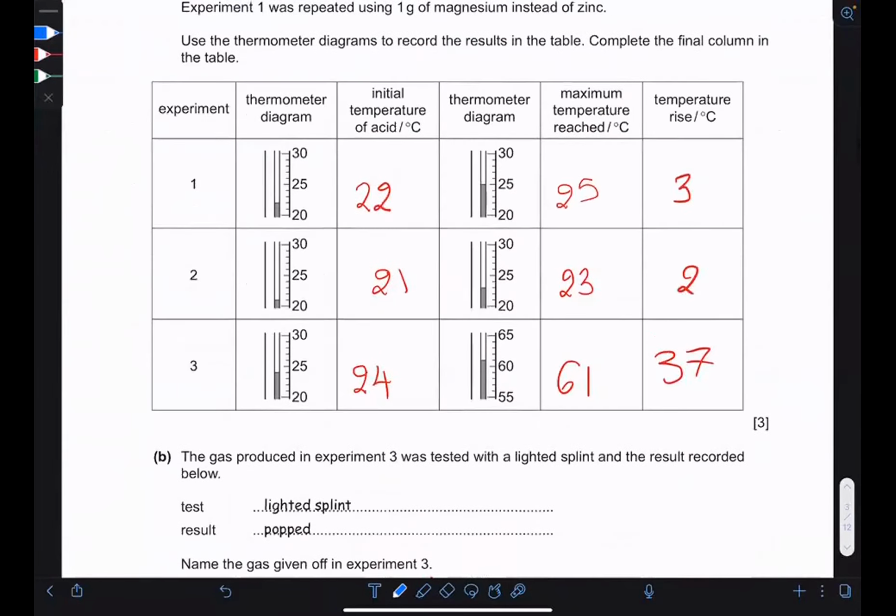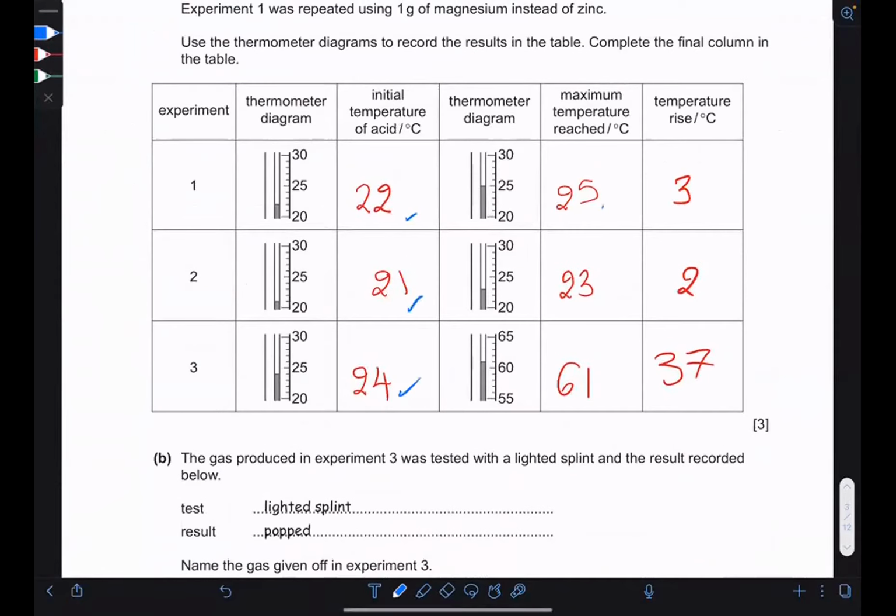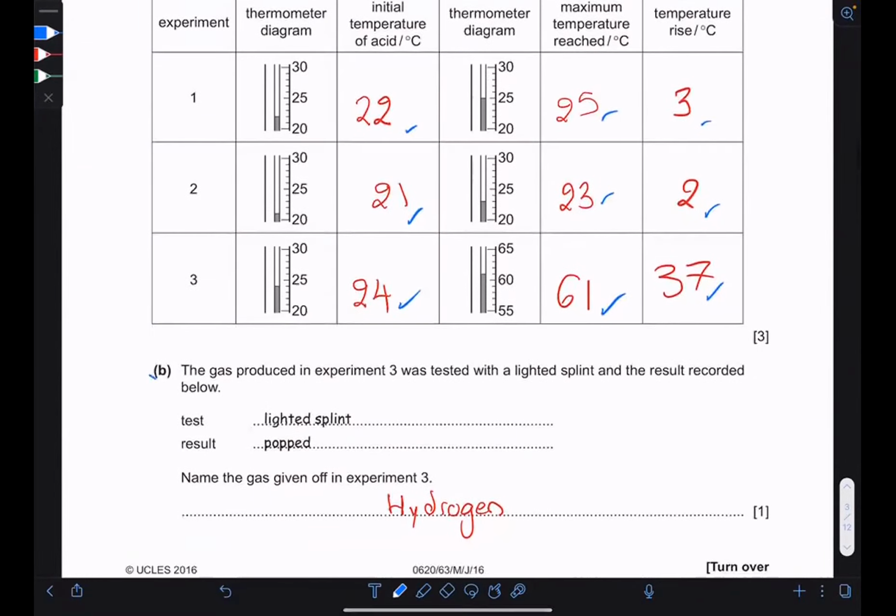These are the readings: 22, 21, 24, 25, 23, 61. The temperature rises 3 to 37. Then in B, he's asking for this gas, which gas gives a pop sound with a lighted splint. Of course, it's hydrogen.